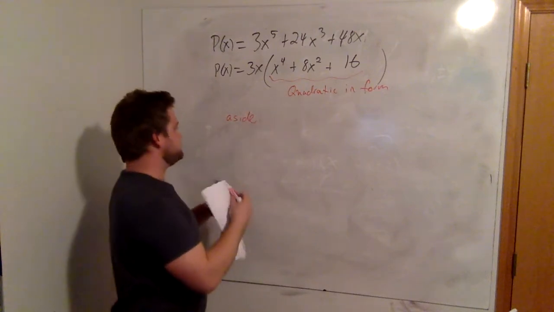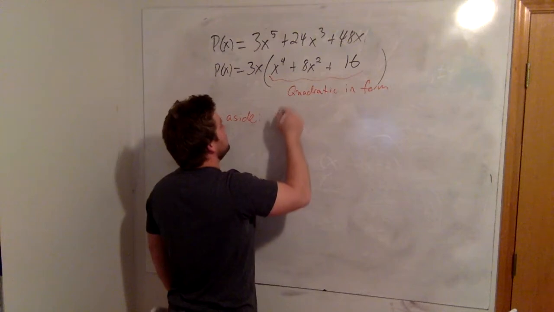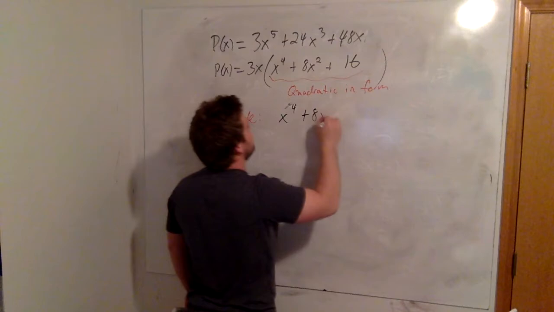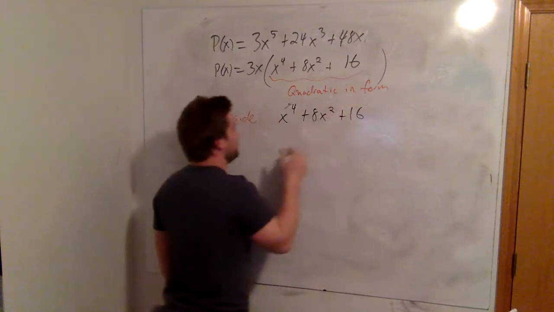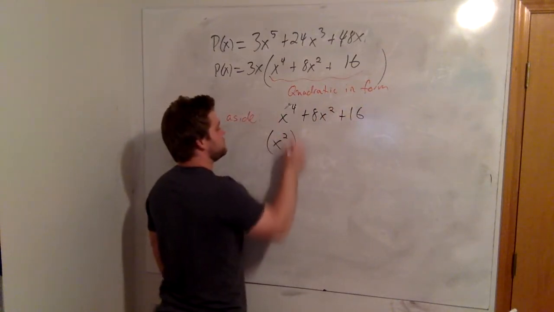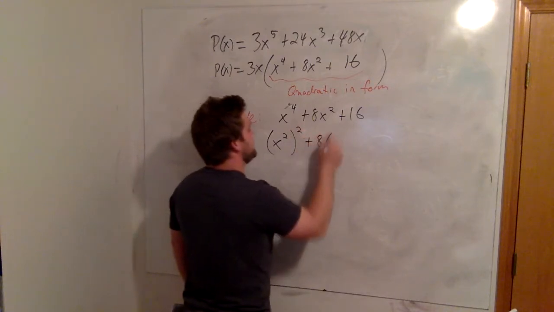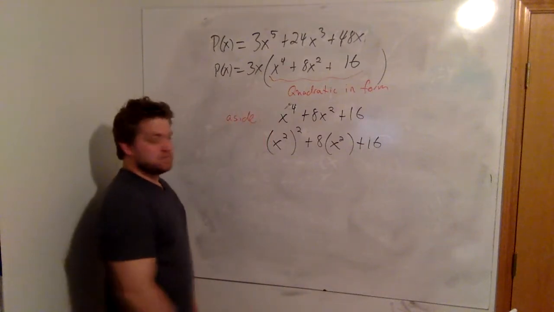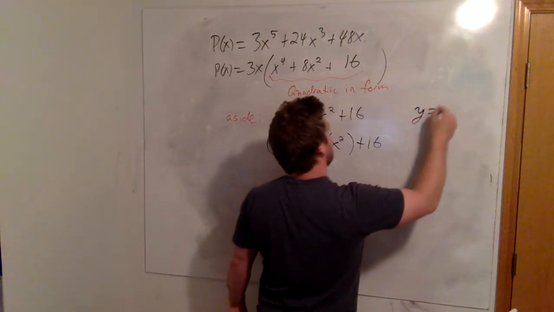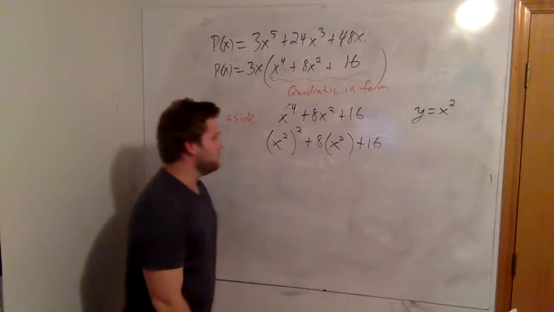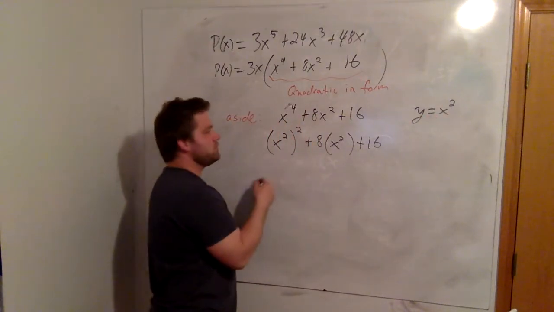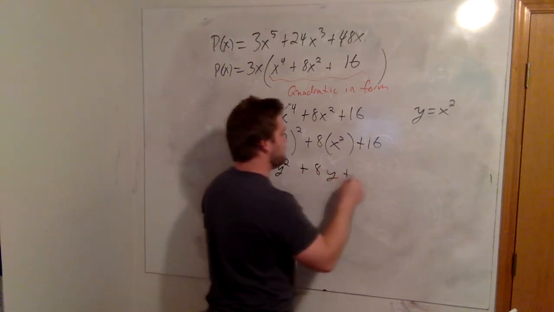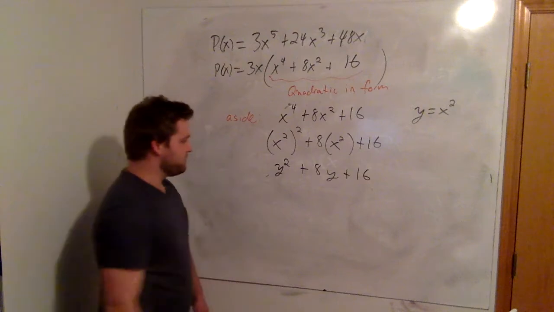As a little aside, we're going to try to factor x to the 4th plus 8x squared plus 16. We should notice that this is the same thing as x squared squared plus 8 times x squared plus 16. If you'd like, I'm going to make a substitution. We're going to let y equal x squared. Again, you don't have to do this step if you don't want to. I like it because I think it makes the problem visually appealing. So this is the same thing as y squared plus 8y plus 16. So now I'm going to try to factor this.